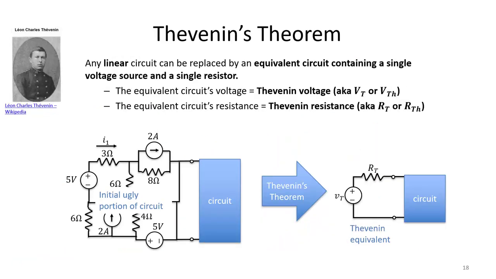So here's an official definition of Thevenin's theorem. Thevenin's theorem says that any linear circuit can be replaced by an equivalent circuit containing a single voltage source and a single resistor. And the voltage of that equivalent voltage source is called our Thevenin voltage. And then the resistance of that single series resistor is called our Thevenin resistance.